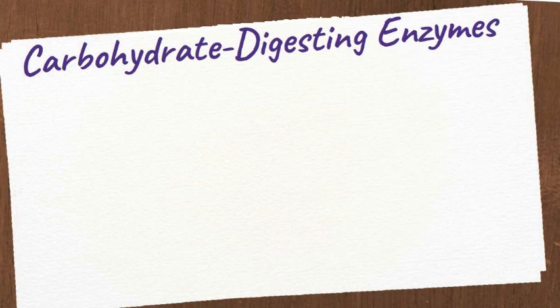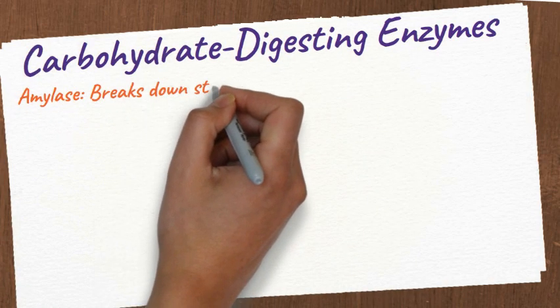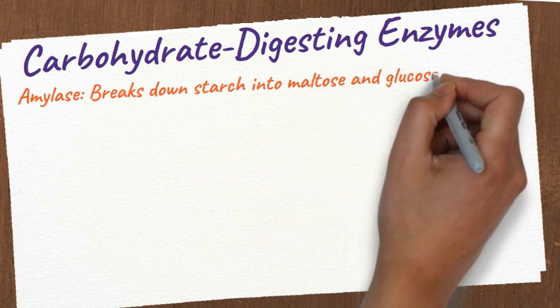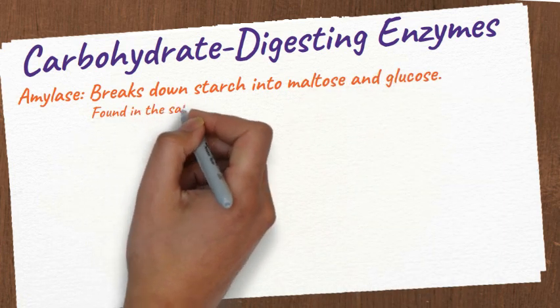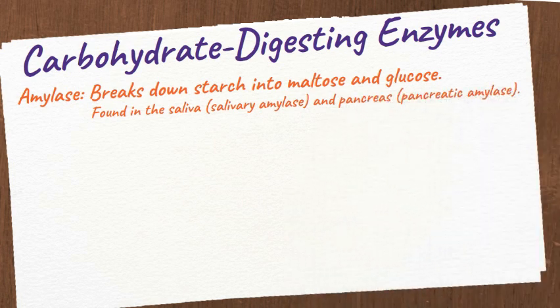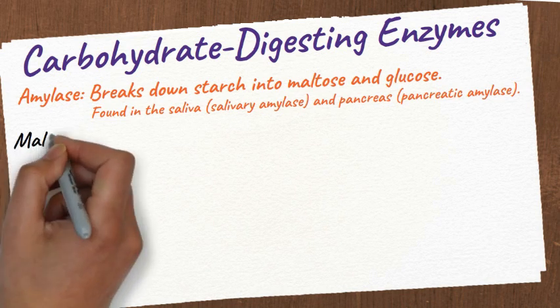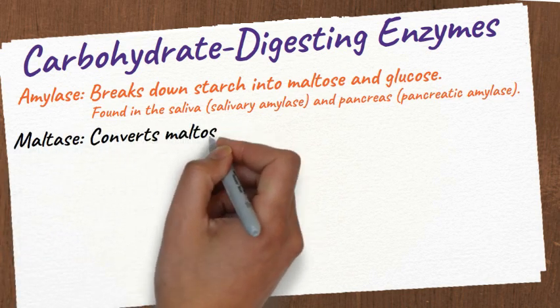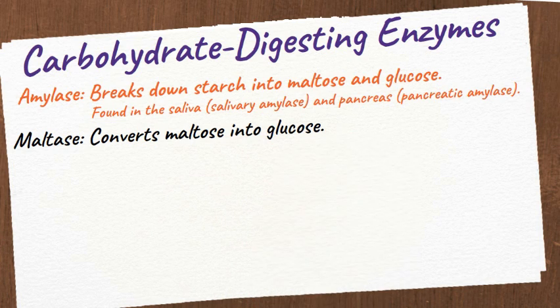Under carbohydrate digesting enzymes, we have amylase, which breaks down starch into maltose and glucose. When found in the saliva, it is called salivary amylase. When found in the pancreas, it is called pancreatic amylase. We also have maltase, which converts maltose to glucose.